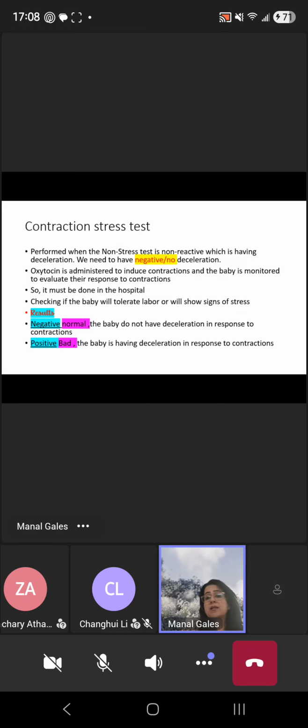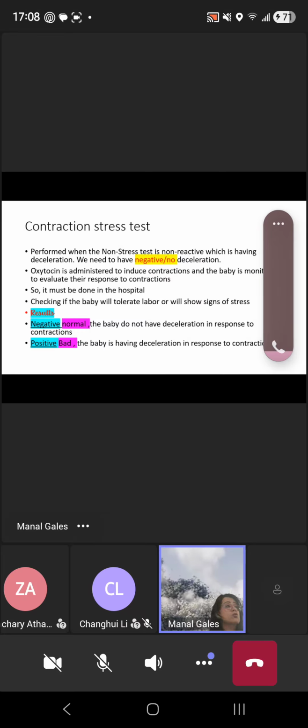So if the stress test is negative for deceleration, negative is normal. Negative is normal because it is negative for deceleration, negative for the bad thing. Because deceleration is good or bad? It's a bad thing. It goes down, right? So we want to rule out the deceleration because it's bad. But if the stress test is confirming there is deceleration, it means it is positive for deceleration. This is a bad thing. So if it is positive for deceleration, it is bad. Yes?